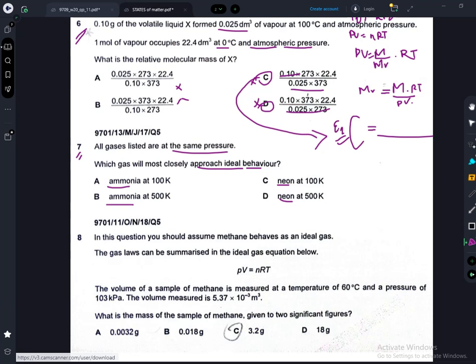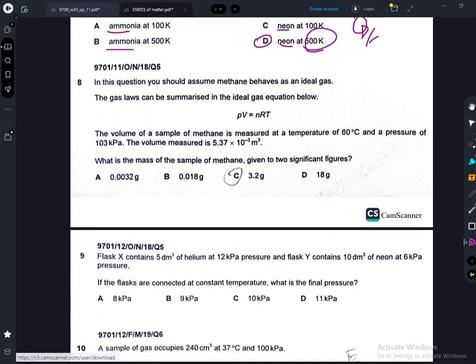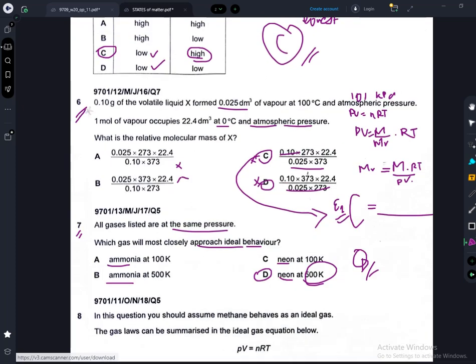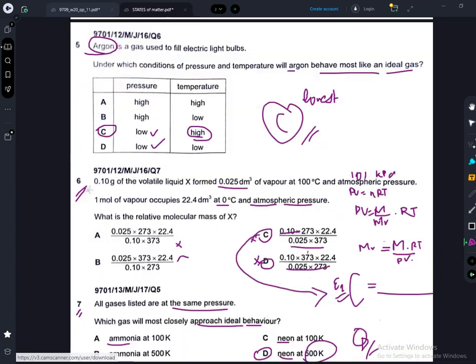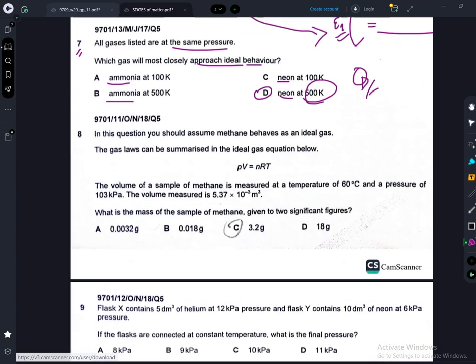So these noble gases are most likely to approach ideal behavior, and you have to take the highest temperature, because at the highest temperature there would be the least IMF forces, which in our case is 500 Kelvin. So D is the right answer. Now again, question 8 is a repetition of question number 2. You watch question number 2; he has only switched the options from their places. So C is again the right answer.